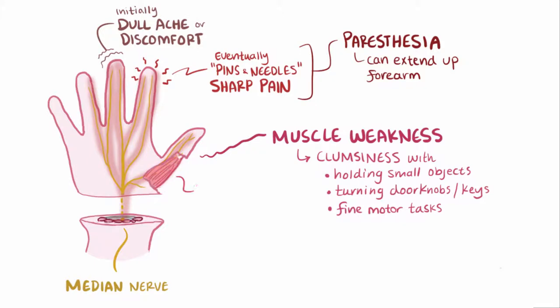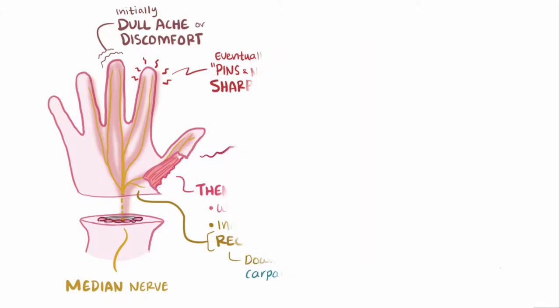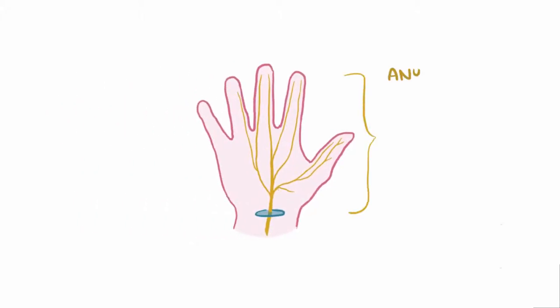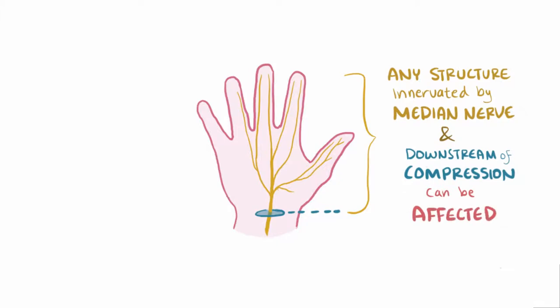In severe situations, the thenar muscles at the base of the thumb can start to waste away. This happens because those muscles are innervated by the recurrent branch of the median nerve, which arises from the median nerve after it passes through the carpal tunnel. Basically, in a nutshell, any structure innervated by the median nerve downstream of the point of compression can be affected.